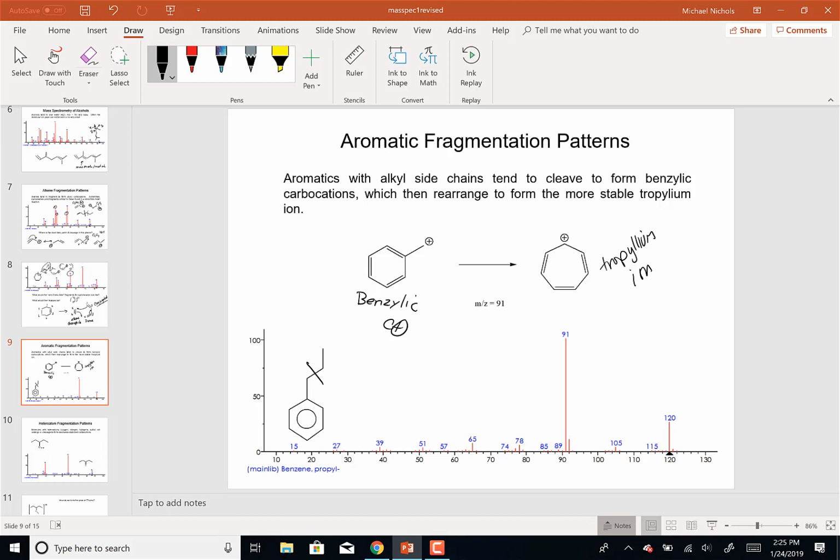sort of like we did for the allylic carbocation. So what happens is, in the mass spectrometer, it doesn't matter whether it's a benzylic carbocation or a tropylium carbocation, it has a mass of 91.